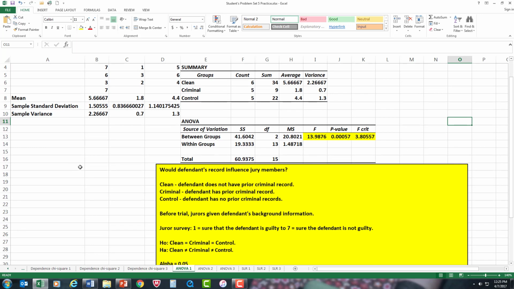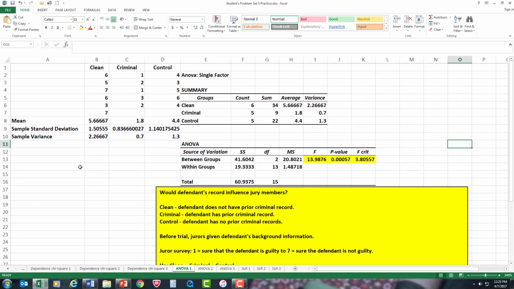So they took a group of people. You've got 1, 2, 3, 4, 5, 6 people in the clean group, which means the defendant does not have a prior criminal record. Then they took 5 people for the criminal group, which means the defendant has a prior criminal record. And then they have a control group where the defendant has no prior criminal record. Let's change that to a singular.